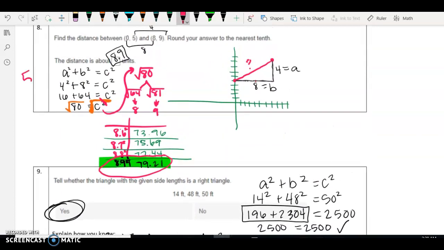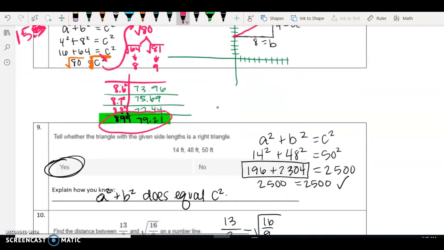This was 5.4, I believe. Yes. No, 5.5. Sorry. 15.5. Whoa, struggle bus. All right, number 9.